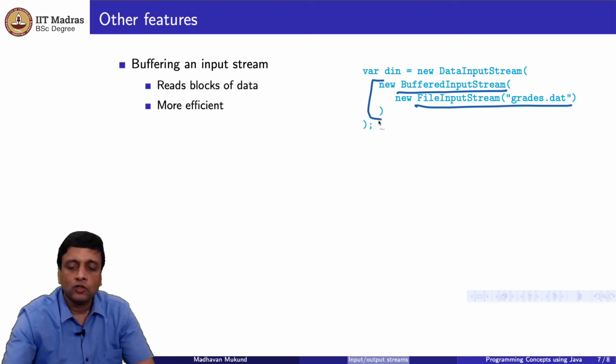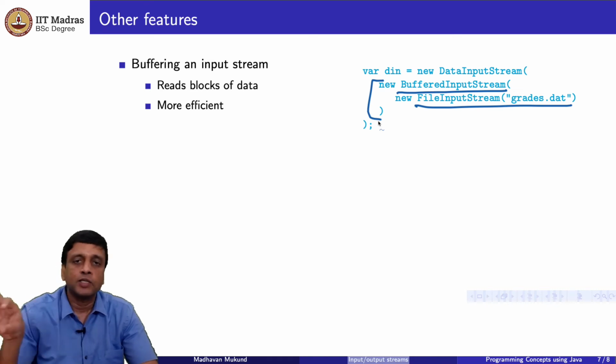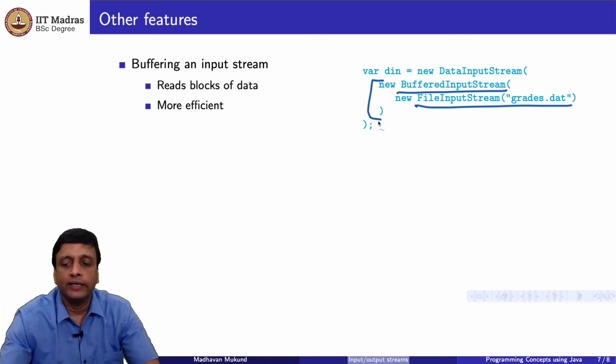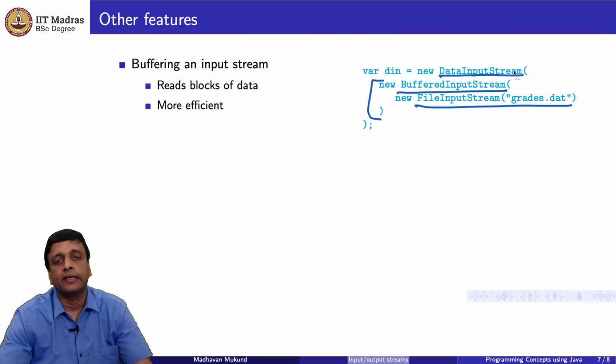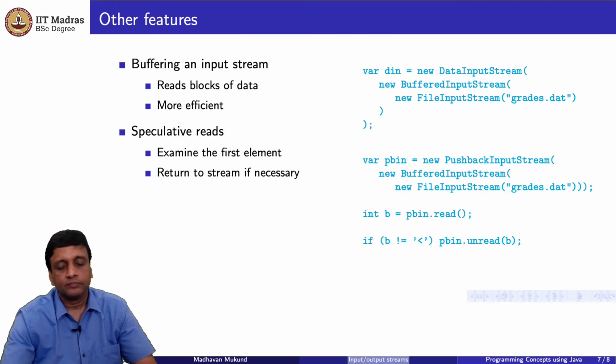And I can now take this combination. So I've pipelined it. I've taken a file input stream and put it into a buffered input stream. So now the data from here is being buffered, and then I feed it to a data input stream so that I can interpret the data as binary data. So this is the kind of thing that we can do with buffers.